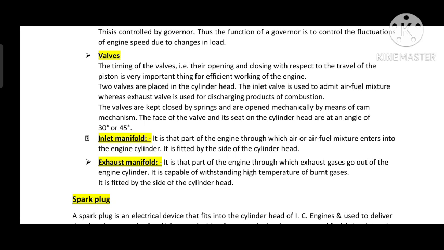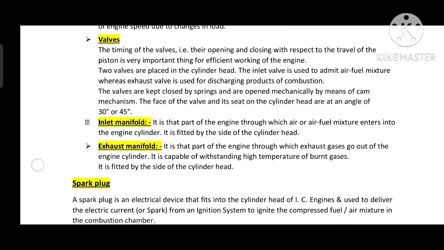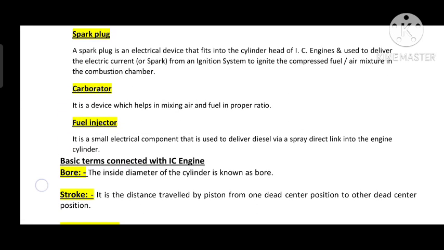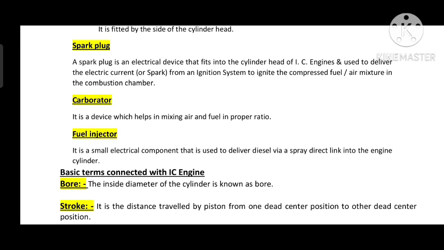Next is your spark plug. A spark plug is used in a petrol engine to generate a spark for combustion of the air and fuel mixture. A carburetor is a device used for mixing the air fuel mixture. It is used in a petrol engine. Next is your fuel injector. This component is used in a diesel engine to inject diesel or fuel into the engine cylinder.